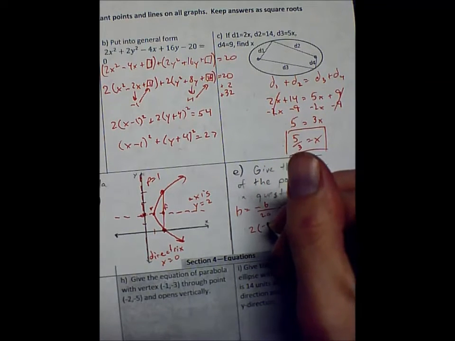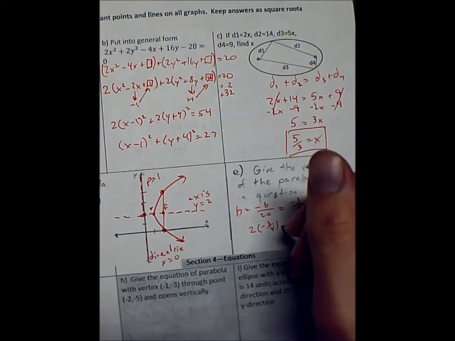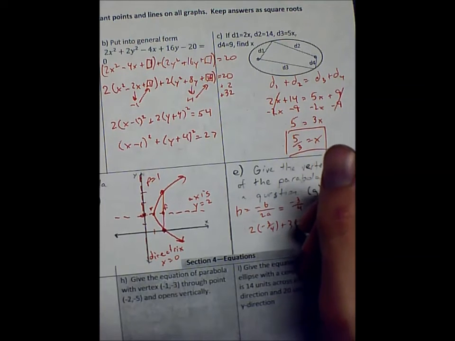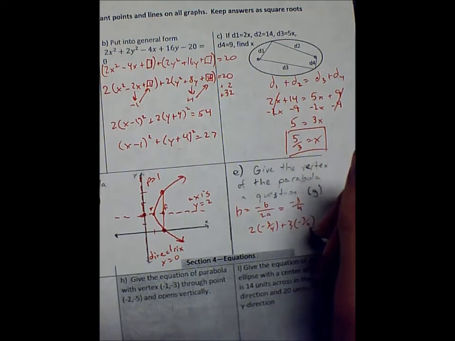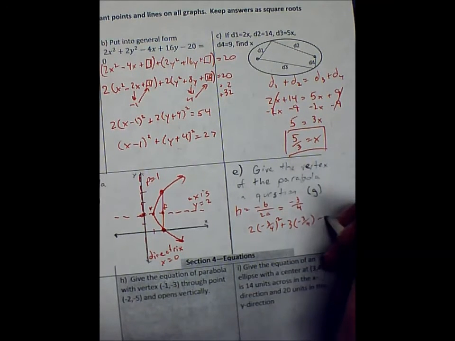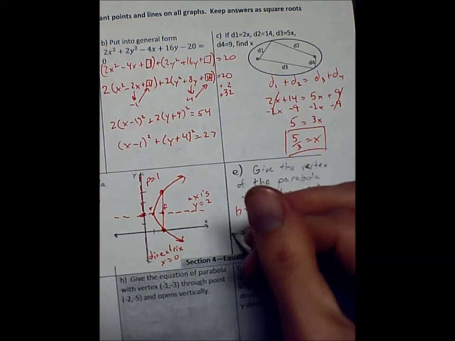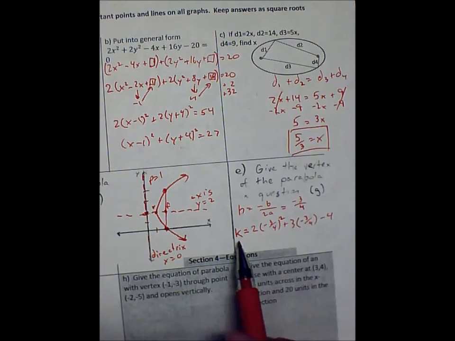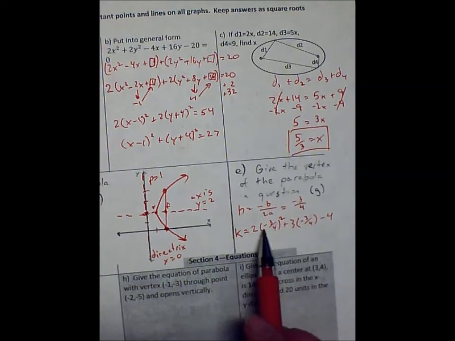So it's 2 times negative 3/4, plus 3 times negative 3/4. Sorry, I forgot to square the first one. That's 2x squared plus 3x minus 4. And it equals y, and the y value is going to be k. So again, to find k, we just plug in h as the x value to the equation.